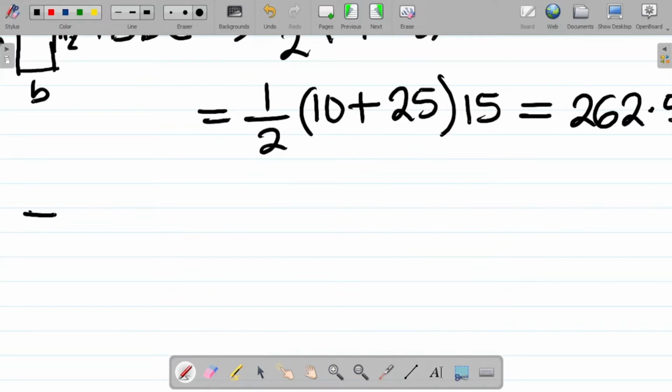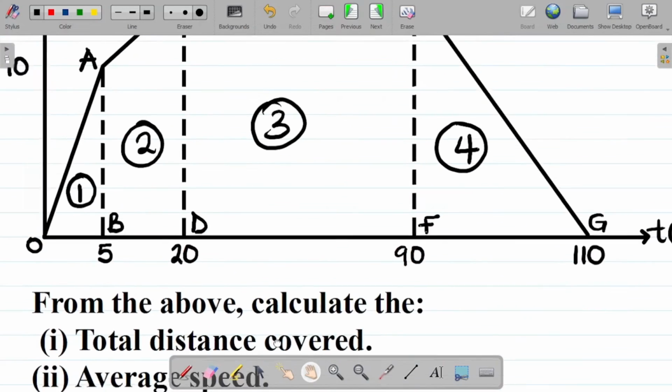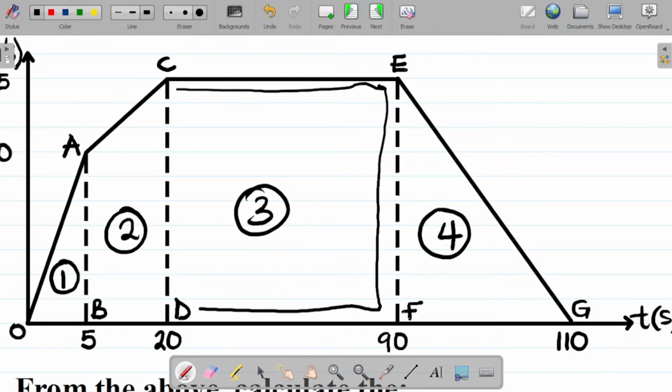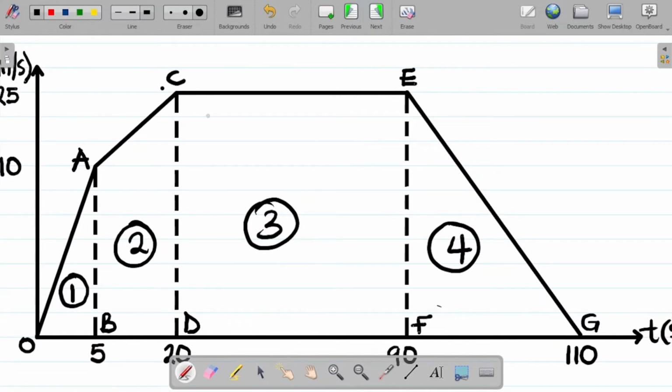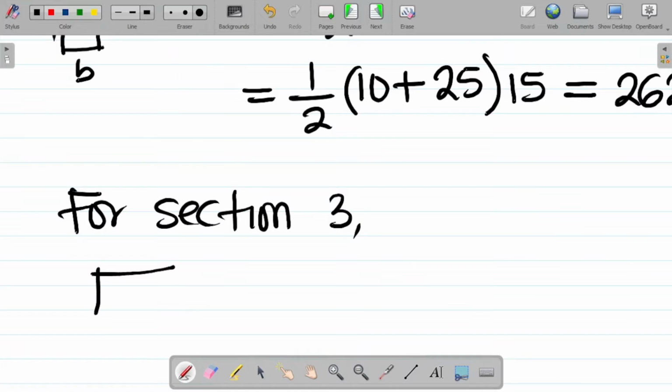Let's get for section 3. For section 3, first things first, identify the shape. For section 3, what's the shape of this section here? Obviously, this is a rectangle, runs this way. So we have this running this way from here to this point here, then goes this way, and then goes up like this. I have a rectangle. So for rectangle 3, we can see that this is C, D, F, E. So for section 3, we have a rectangle, which is C, D, F, and E.